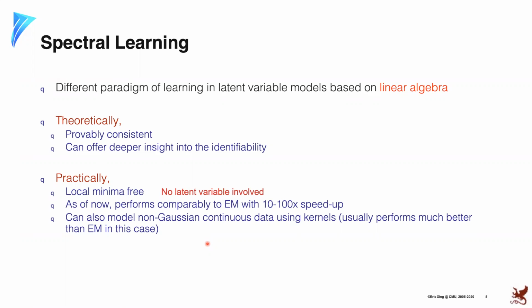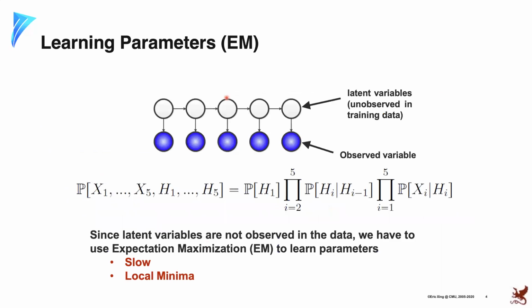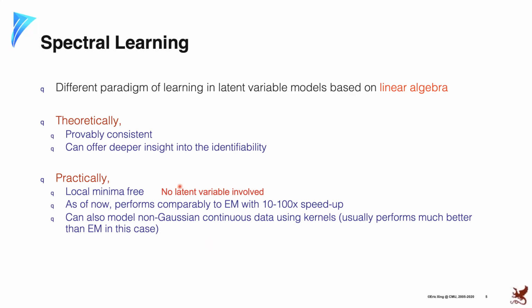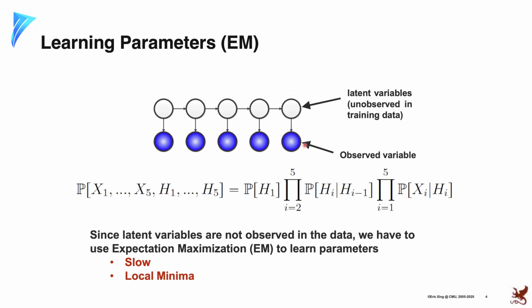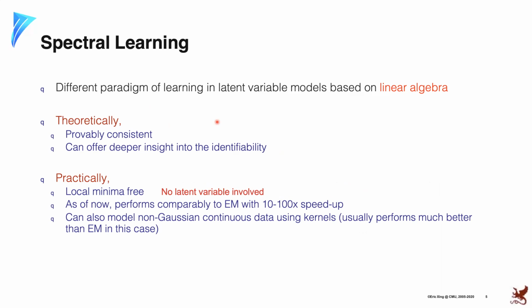Why is that? Because later on we will show that spectral learning will not incorporate any latent variable, meaning that although the modeling part contains the latent variable, for example, h here, during the parameter learning stage, we will not try to infer the value for each of these h. We will use a smart way by using linear algebra so that the joint probability is totally represented by the observed variables. So the computation will get rid of all these hidden variables. So it will be local minima free.